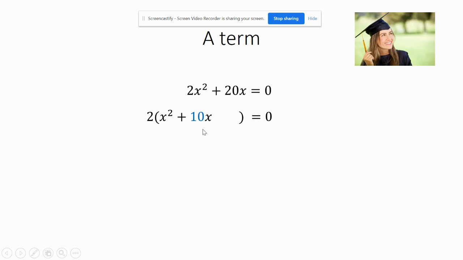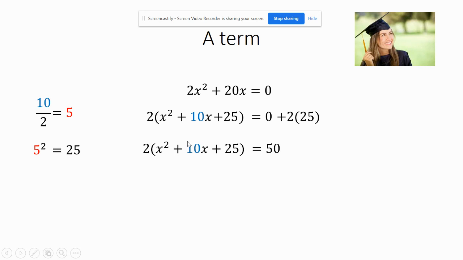I take this 10 right here and I divide it by 2 and I get a 5, and I'm still going to square the 5, but here's what's different. When I put a 25 in here, I didn't add 25, I added 2 times 25, so I need to add 2 times 25 to the other side also, because it was not a 25 but a 2 times 25, which meant I really added a 50 over here.